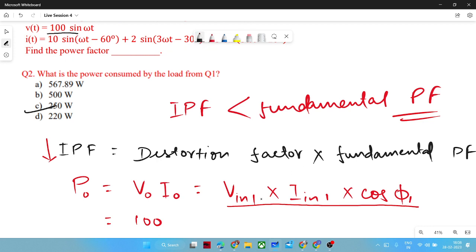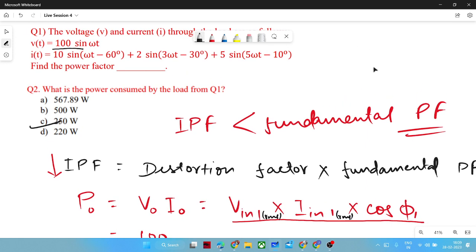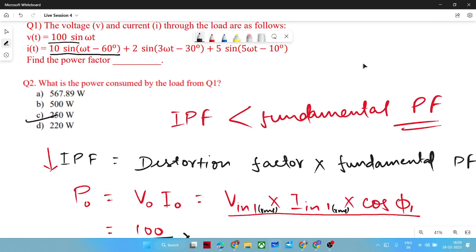And don't forget to take RMS. So V in fundamental RMS would be 100 by root 2 into I in 1. Since we are dealing with just the fundamental component, we have to take only the first term. We are only bothered with the fundamental of current.